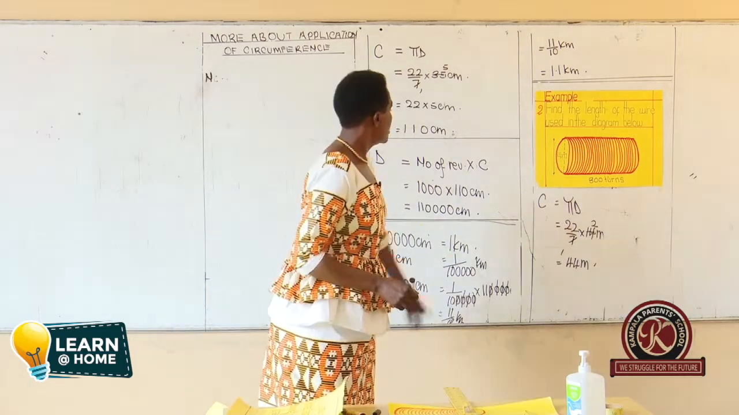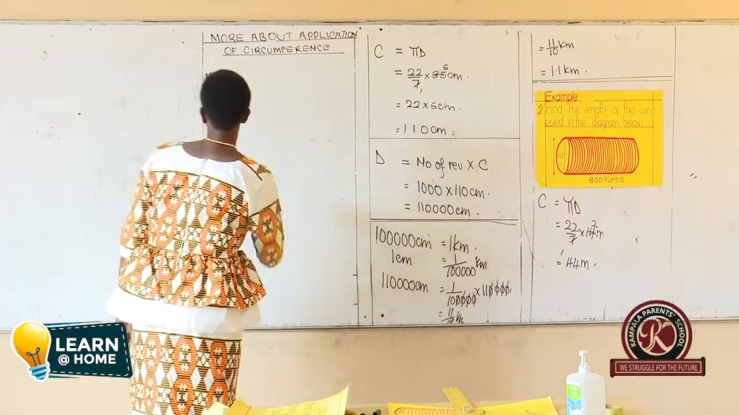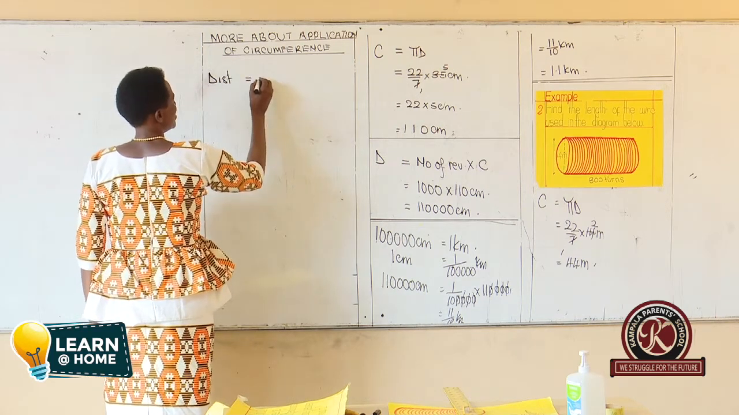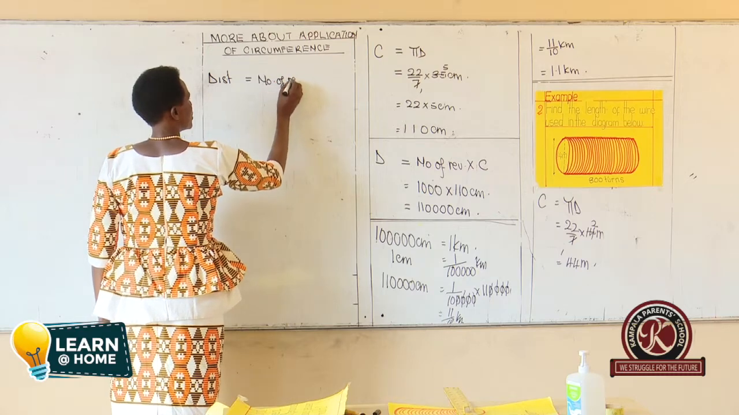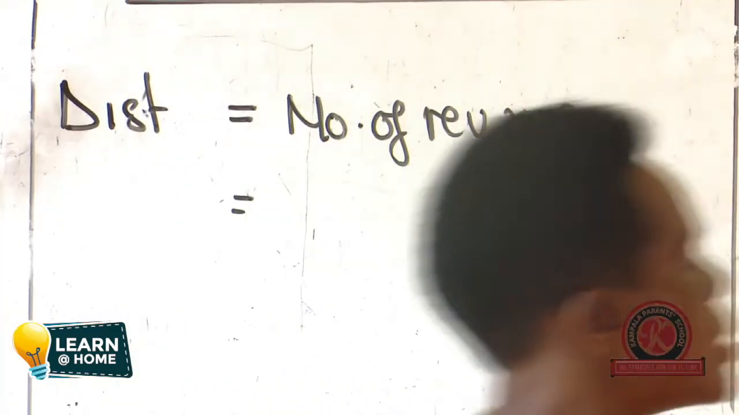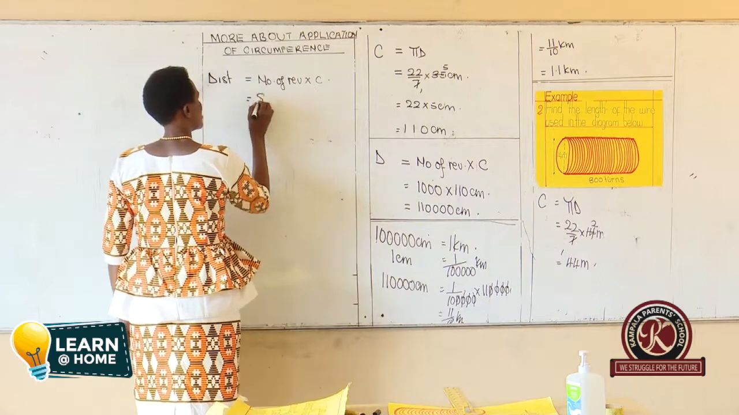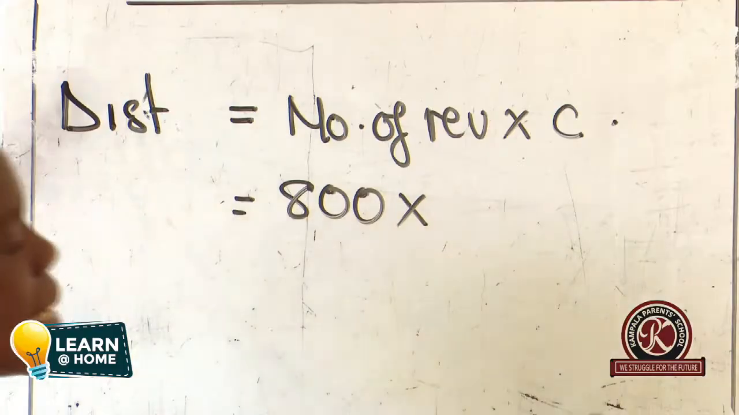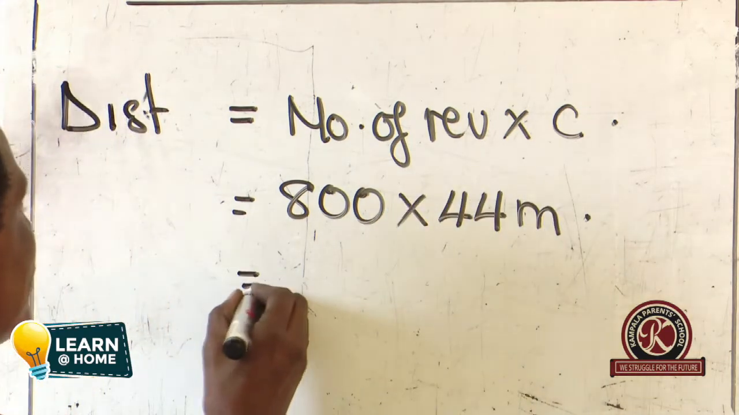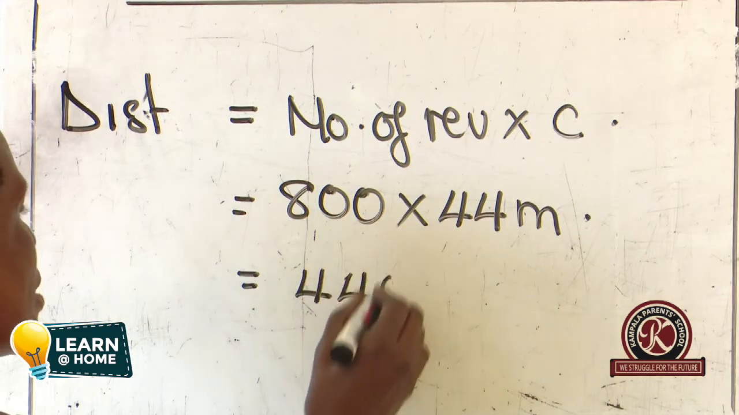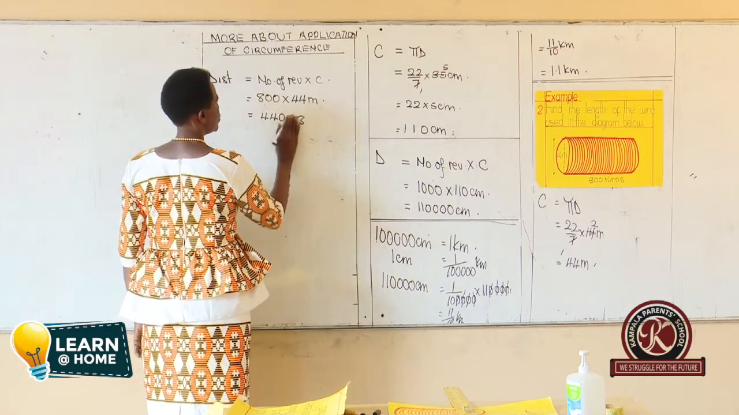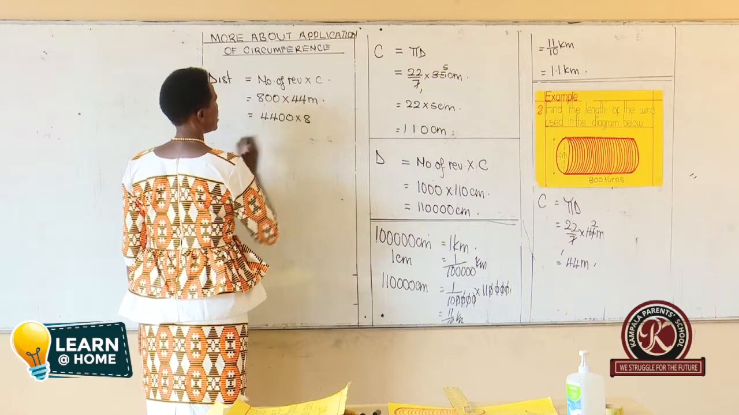Since we have already got the circumference, what are we looking for? We are looking for the distance, which is given by the number of revolutions times circumference. What is the number of revolutions? It's this, 800. So we have 800 times the circumference, which is 44 meters. So we have 440 times 8. I have transferred the zeros here. There are two zeros, sorry, times 8.